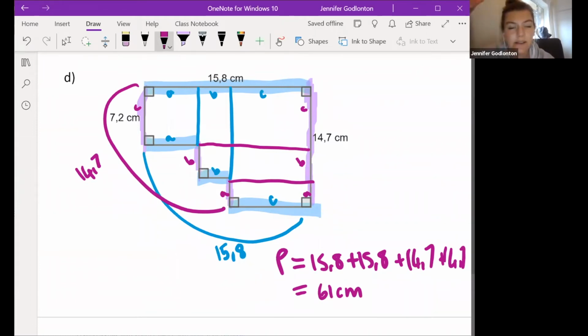Now, the trap that still exists on this board right now is the 7.2, because often people will look at that and think, okay, I need to minus the 7.2, or I need to add the 7.2, but we can just ignore it because we know that those three pink sides equal that one pink side. Okay, and so our answer would just be 61.